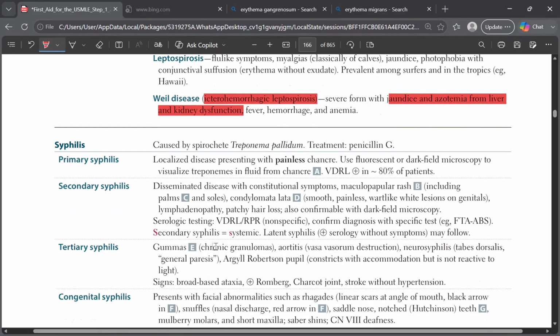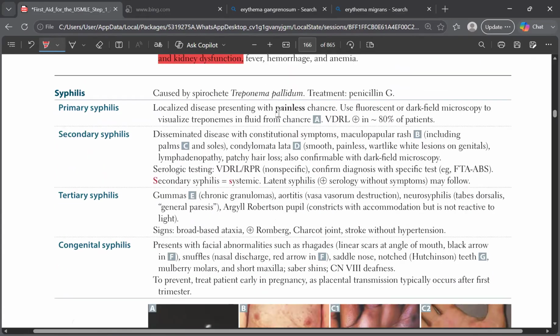Then we have syphilis, which is caused by the spirochete Treponema pallidum. Its treatment is penicillin G, which is very high yield. We have primary syphilis, which is localized disease presenting with a painless chancre. They use fluorescent or dark-field microscopy to visualize treponemes in fluid from the chancre. The VDRL is positive in approximately 80% of the patients.